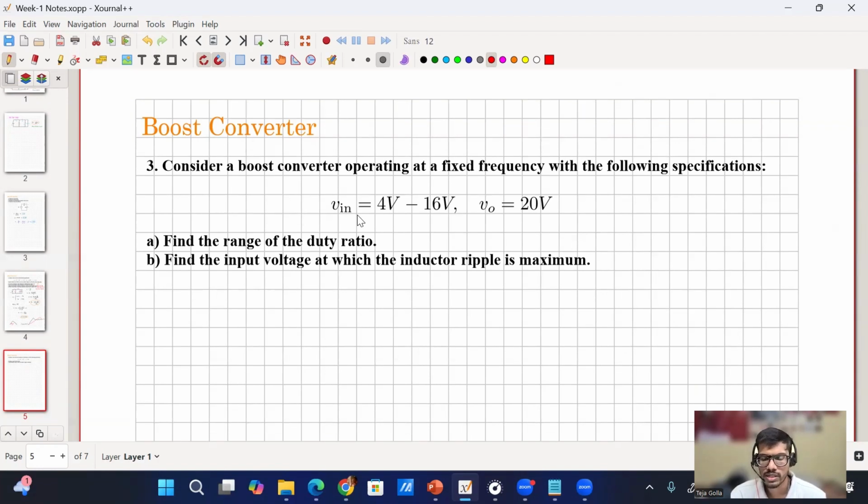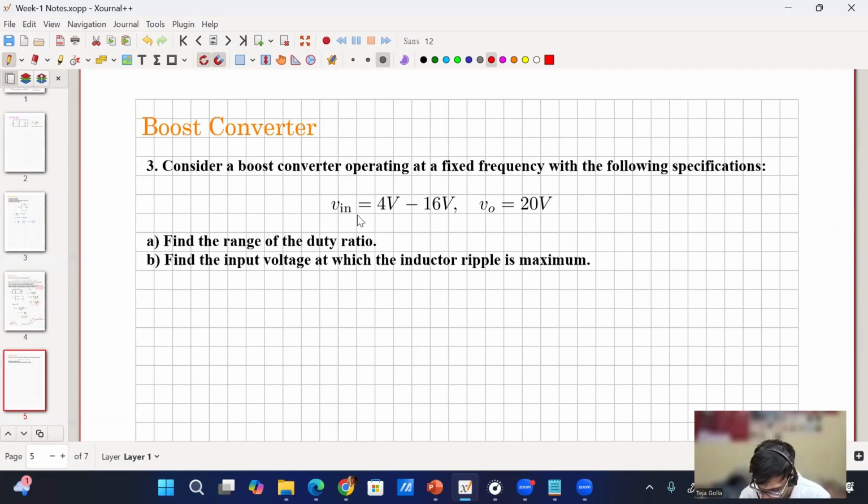So the second question is kind of similar to the first question, because we also have to know when the inductor current ripple is maximum, because at that condition we have to design the inductor so that at every other condition ripple will be smaller than this value.